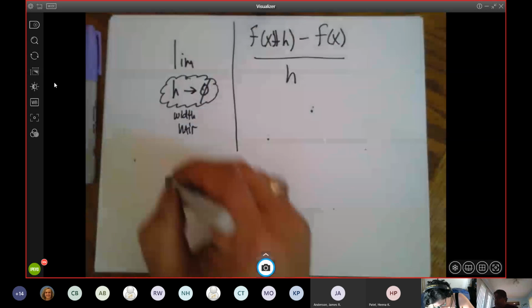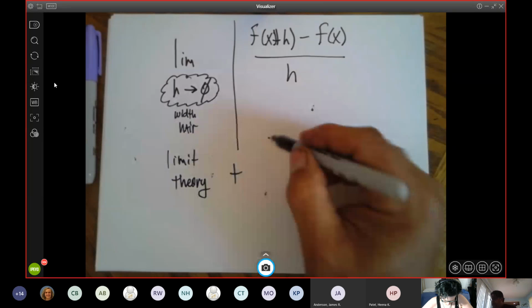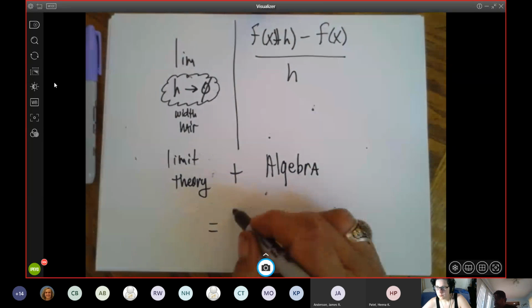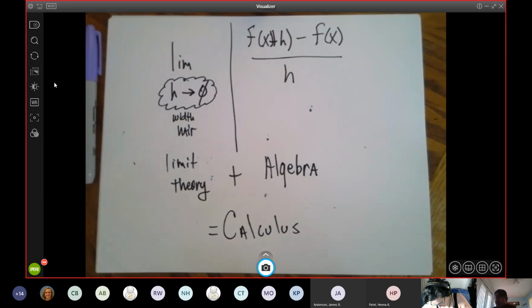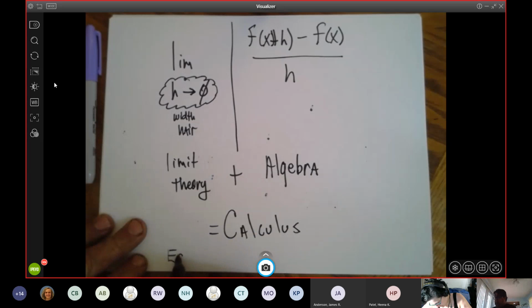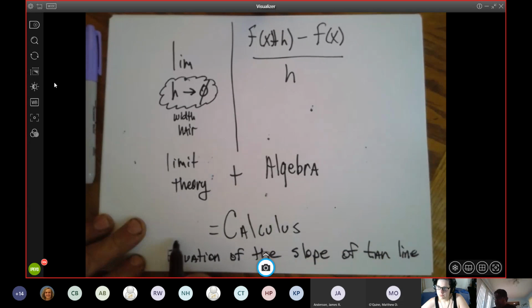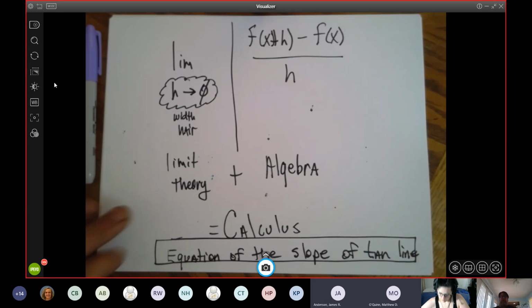And when we apply the limit theory to our algebra of 12 years, that's going to be equal to calculus. And what are you finding? You're finding the equation of the slope of the tangent line at any point on a curve. That's what you're finding.